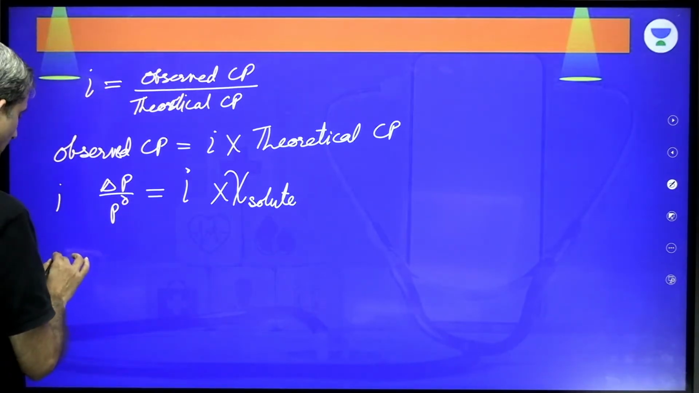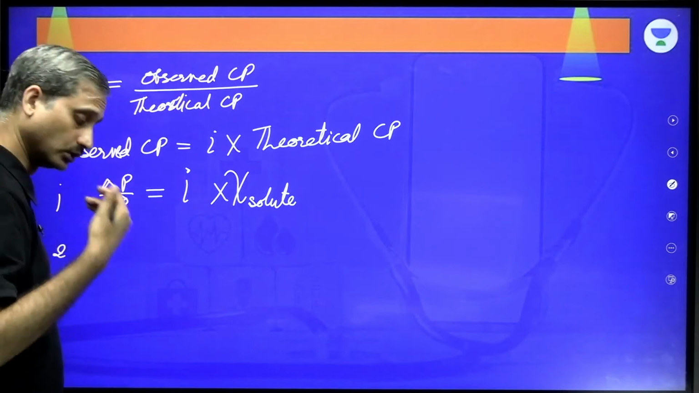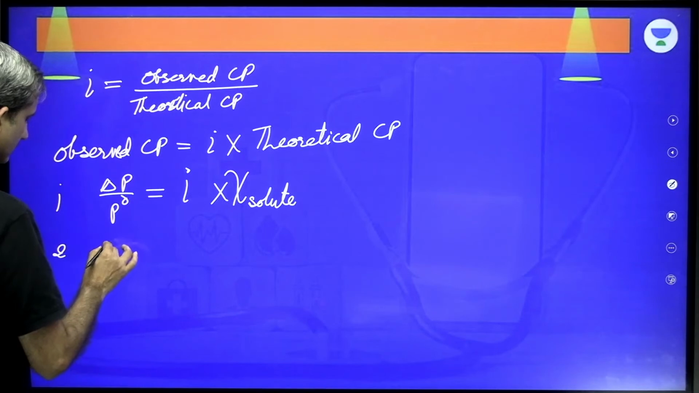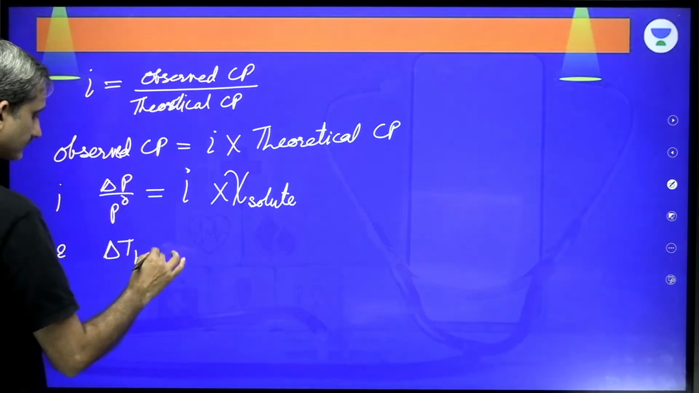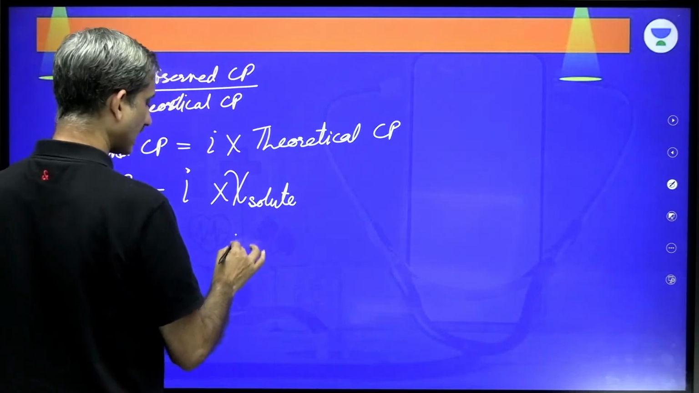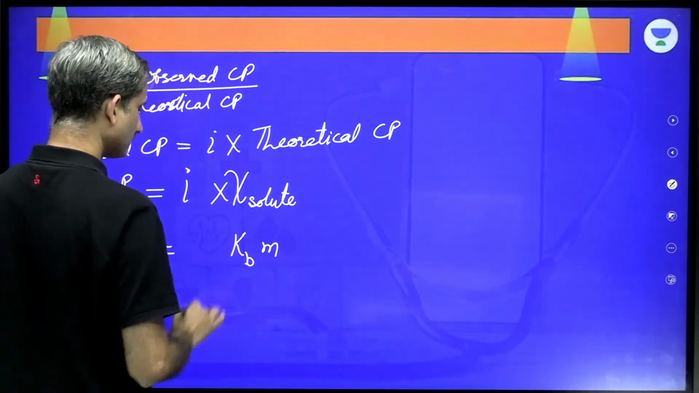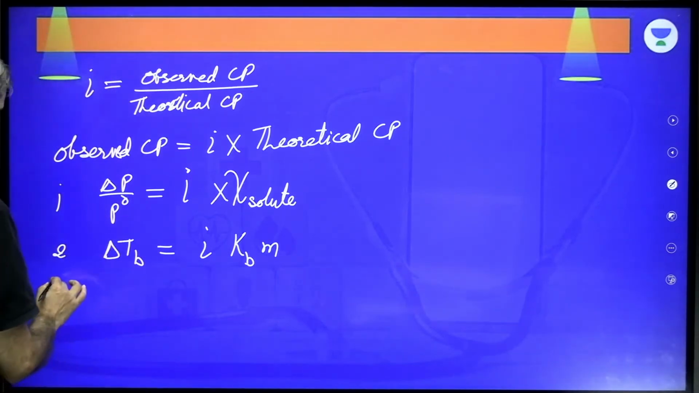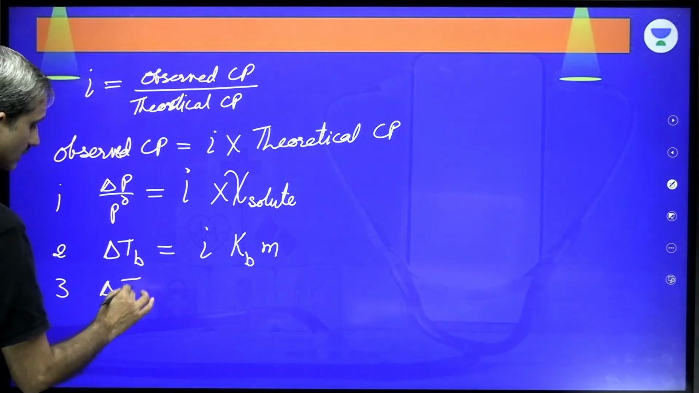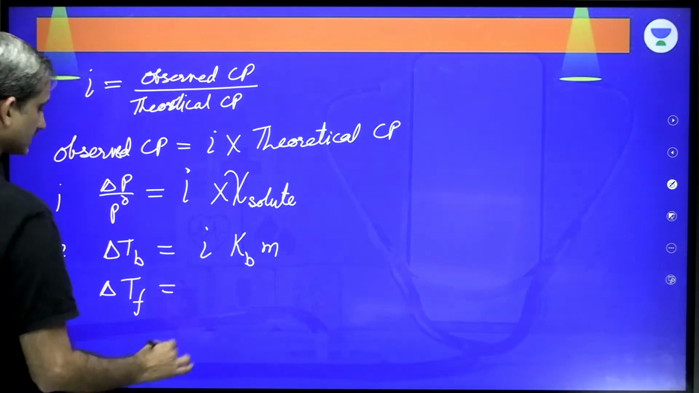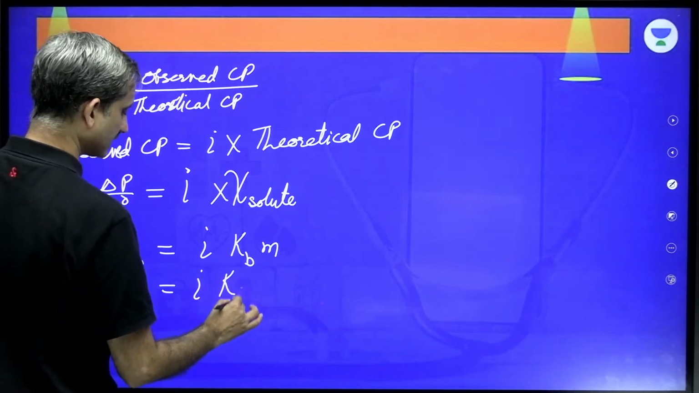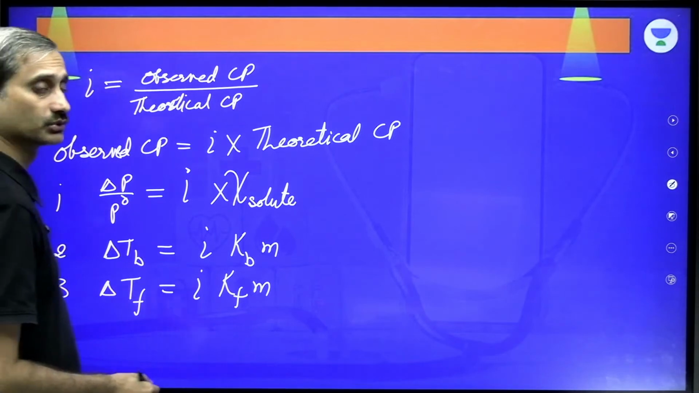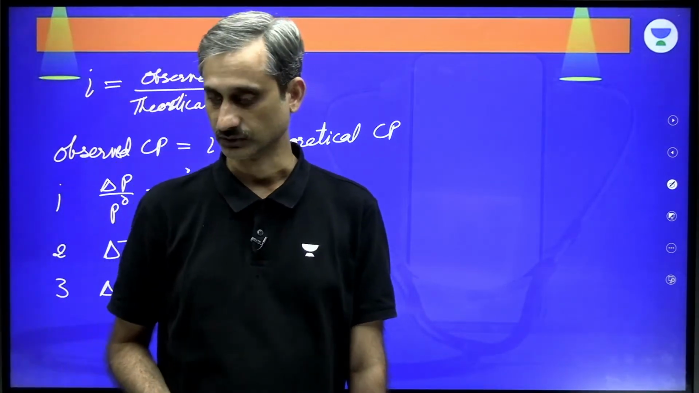The second one is what we call the elevation in boiling point. Elevation in boiling point is delta TB. Initially, when we talk about the ideal, it's KBM, but now it needs to be multiplied by the Van 't Hoff factor, so i multiplied by KBM. In the same manner, we have the depression in the freezing point. This again turns out to be the Van 't Hoff factor multiplied by KFM. KFM is the ideal value and Van 't Hoff factor is there to relate the ideal value to the observed value.